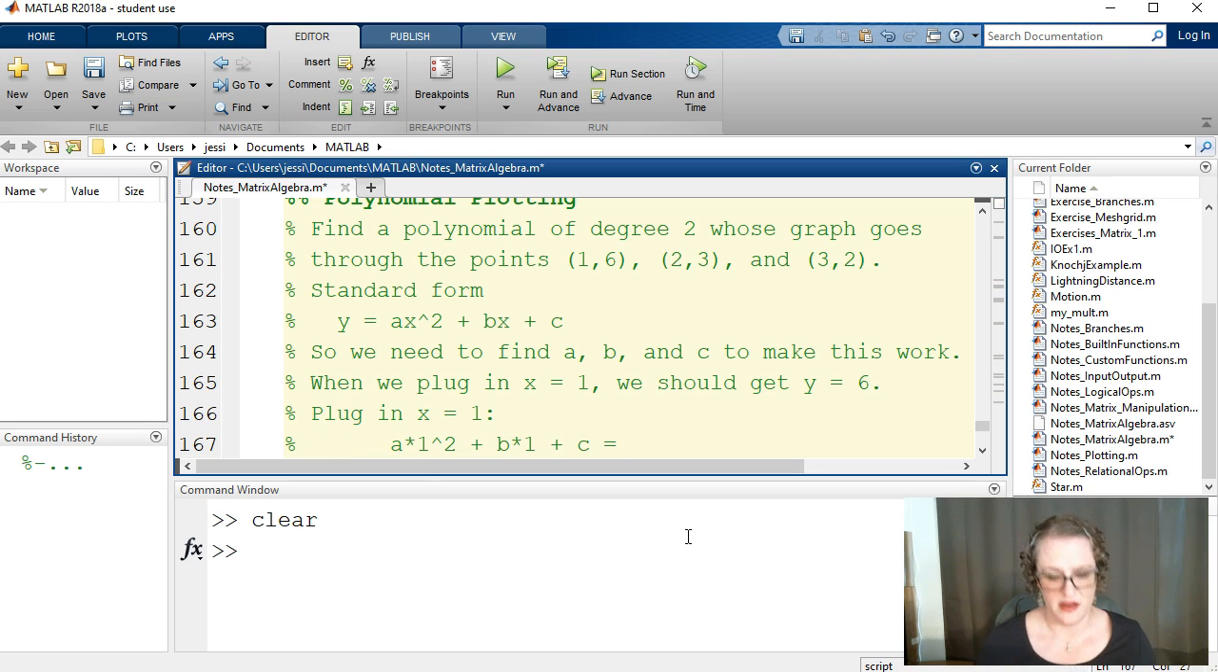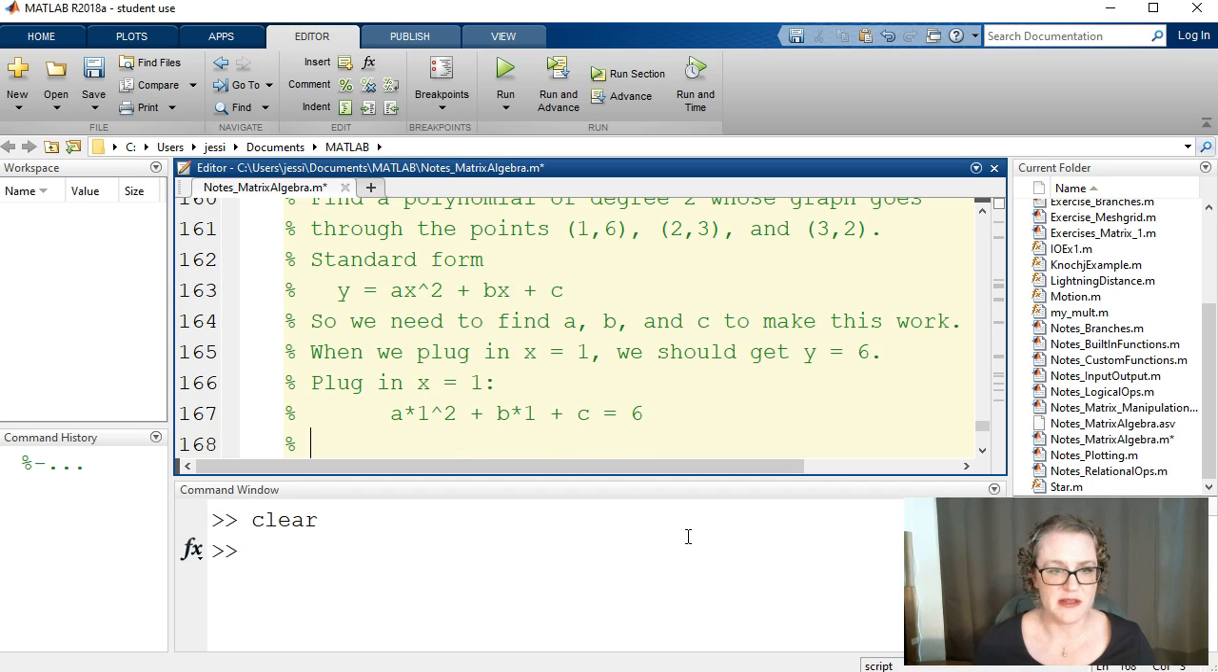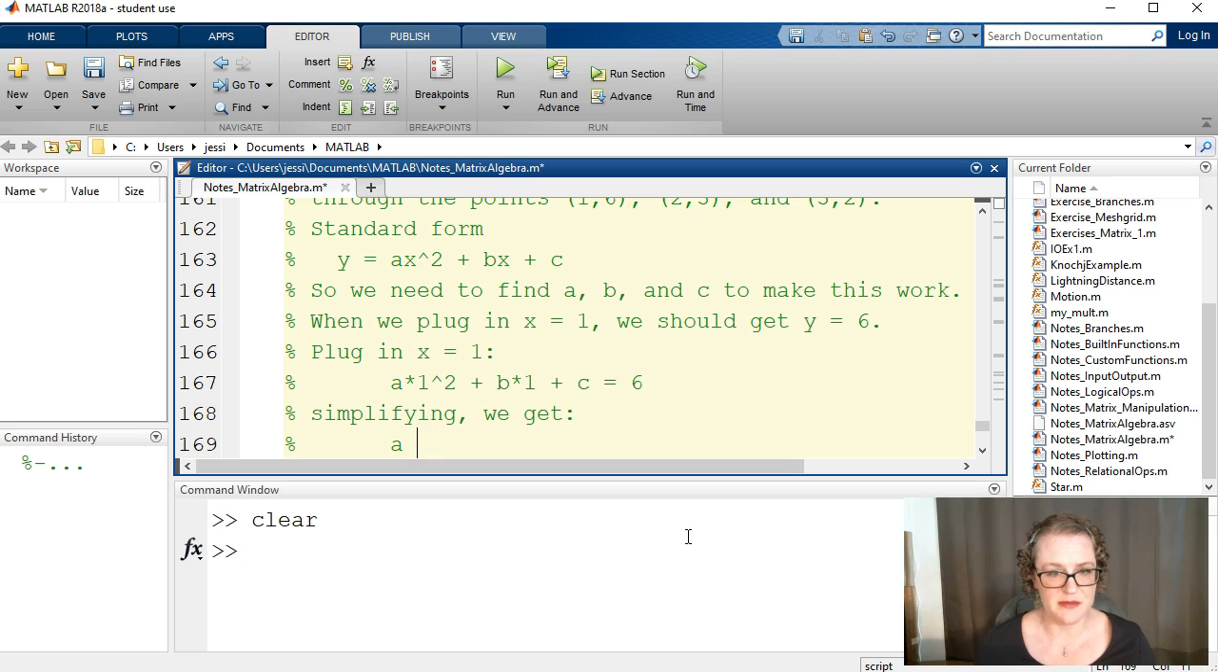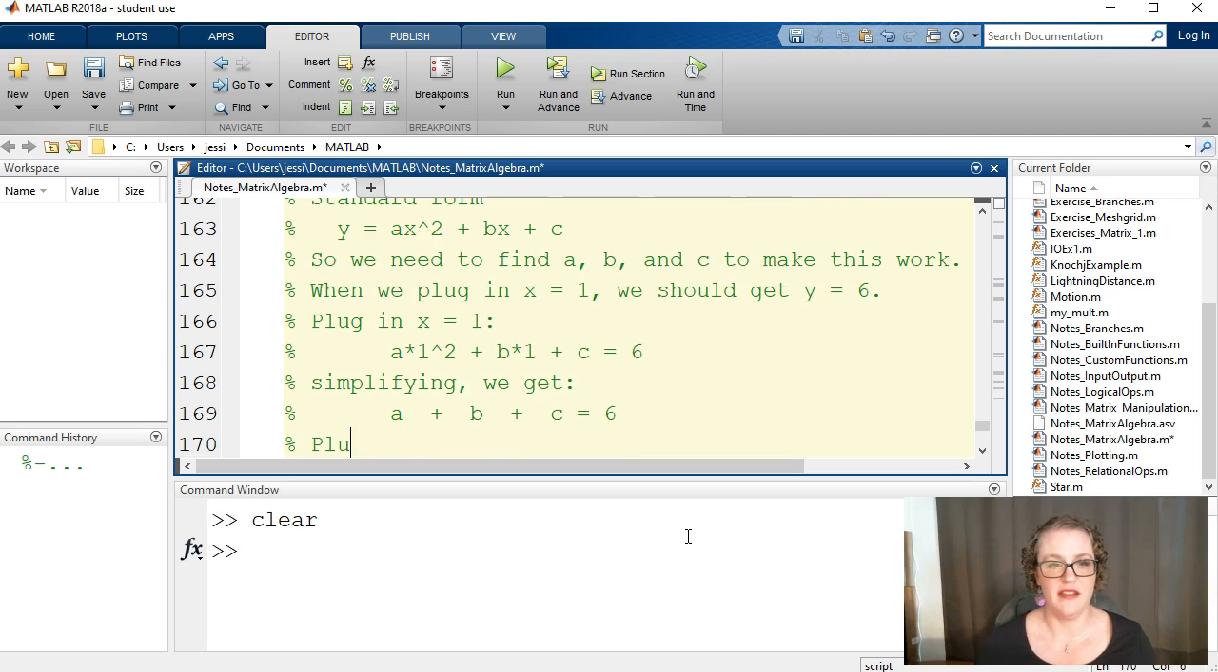The y value in this case is supposed to be 6. So 1 point gives us one equation. We have 3 unknowns. We need 3 equations. That's why we need 3 points to create a second degree polynomial. Simplifying, we get a plus b plus c equals 6. Now we can get another equation with a, b, and c in it by plugging in the other 2 points to get more equations.